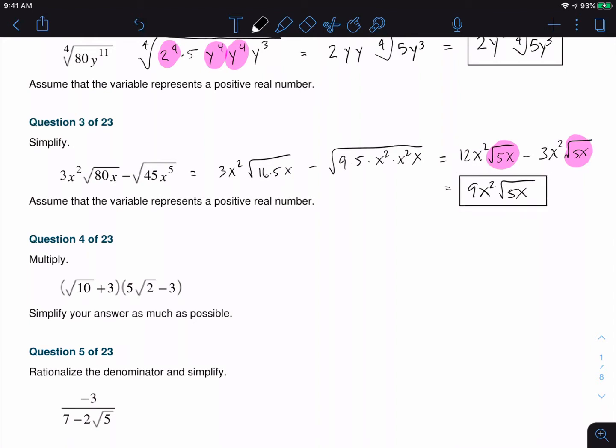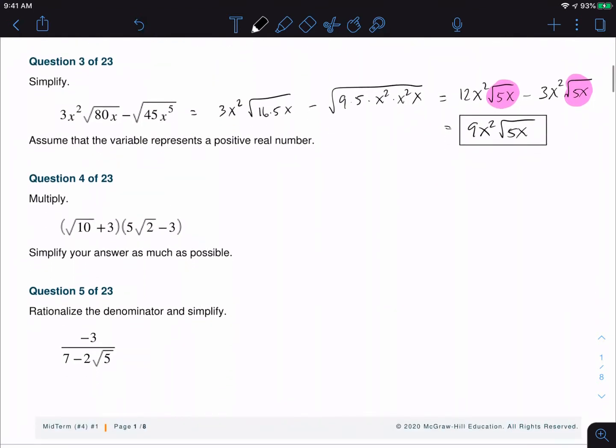Okay, now to do the next one. I'm going to have radical 10 times 5 radical 20. So what that's going to end up being is when I distribute, the way I try to do this problem is this way. I'll take that first number and multiply it by the second parentheses. And then the second number from the first parentheses times the second parentheses. And this is just called the distribution method.